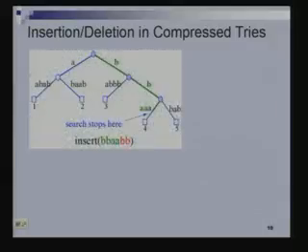Okay, now how does insertion and deletion happen in a compressed trie? Suppose this is the trie I have. The labels that I had put at a node, you can also think of them as the labels on the edge, the parent edge of that node. It's one and the same thing. You understand what I mean?